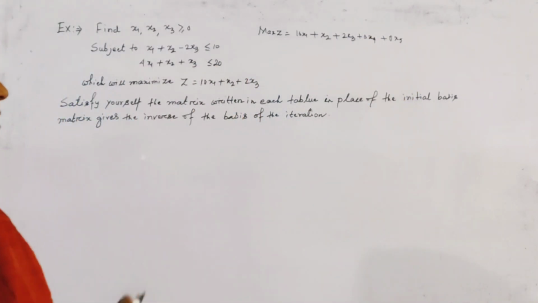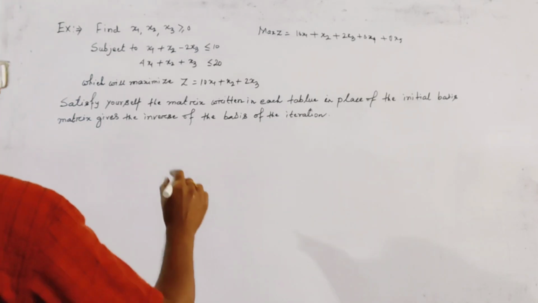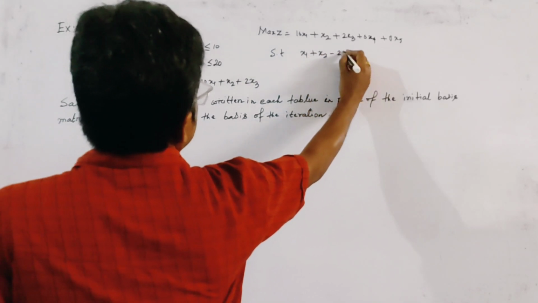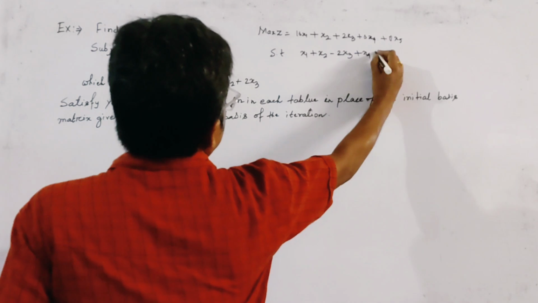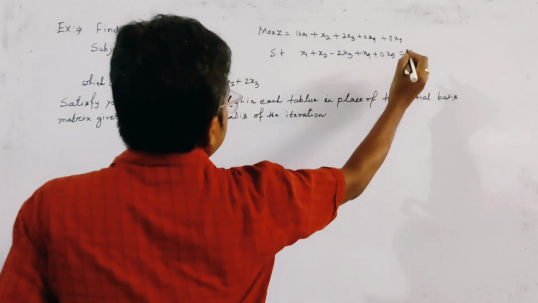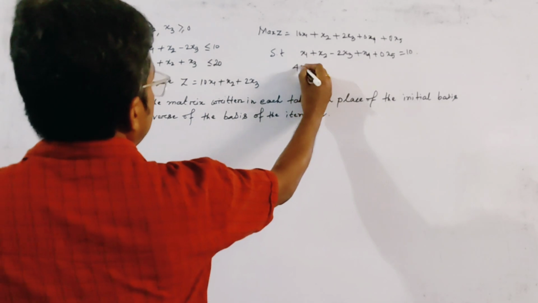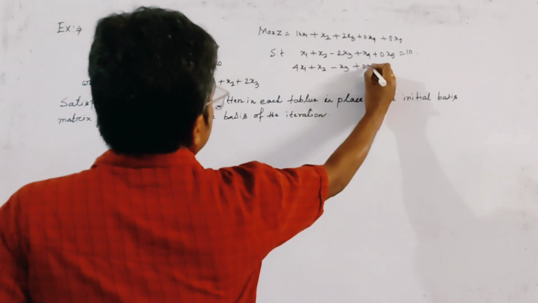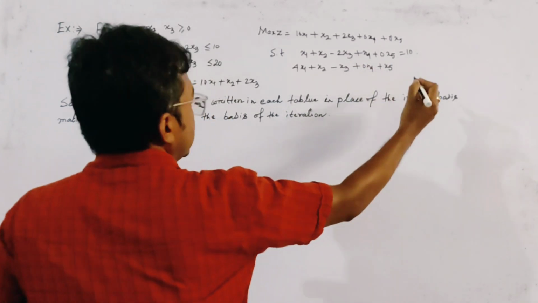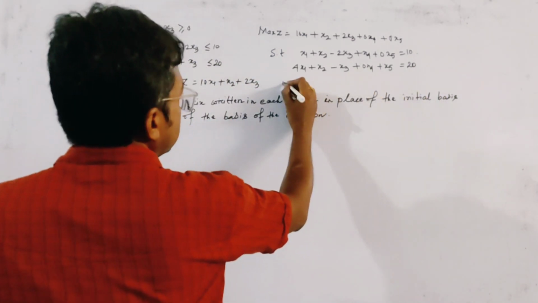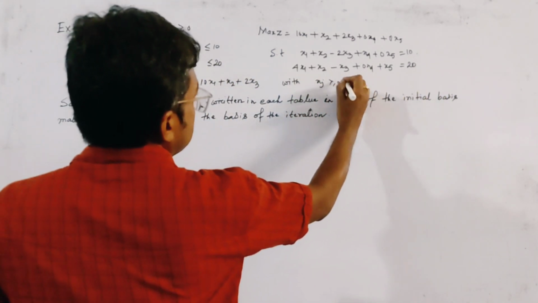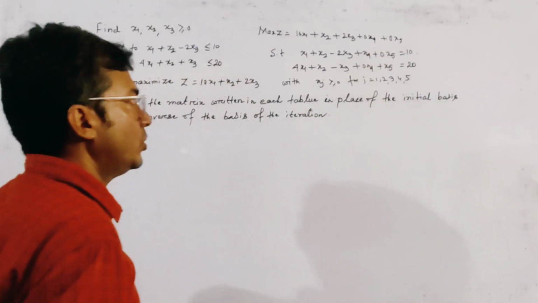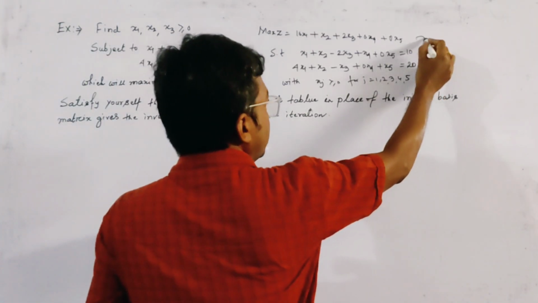equal to 10x1 plus x2 plus 2x3 plus 0x4 plus 0x5. The coefficients of the slack variables are 0 in the objective function, and the constraints are: subject to x1 plus x2 minus 2x3 plus x4 plus 0x5 equal to 10, and the second constraint is 4x1 plus x2 minus x3 plus 0x4 plus x5 equal to 20, with xj greater than or equal to 0 for j equal to 1, 2, 3, 4, 5.